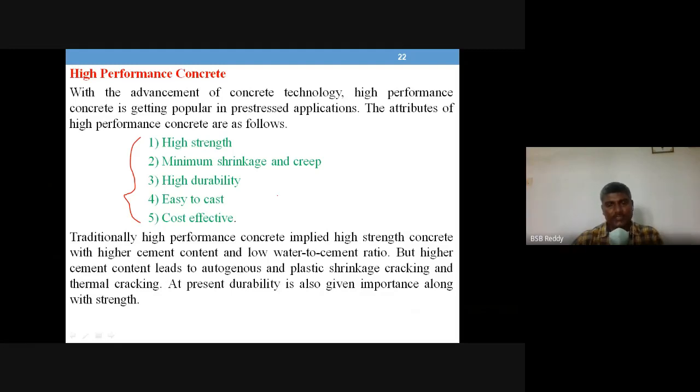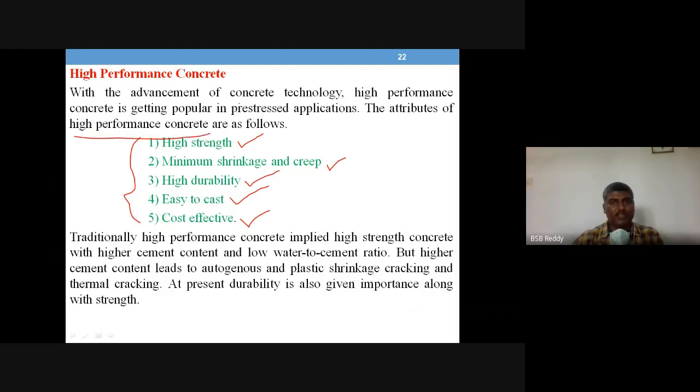High strength concrete will have higher strength than the normal concrete, like M20. Whereas high performance concrete will have the following properties: it will have high strength, as well as minimum shrinkage and creep, and it will have high durability, and it will be very easy to prepare, easy to cast concrete cubes and concrete members, and cost effective. These are the properties of high performance concrete.